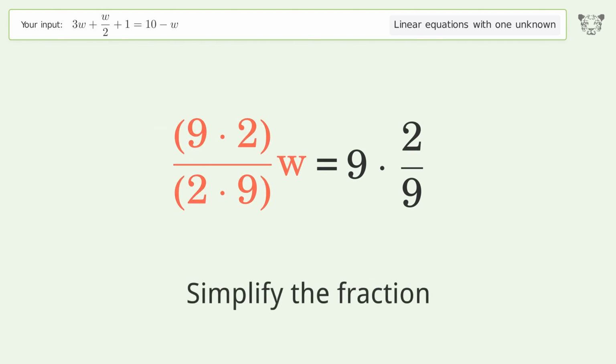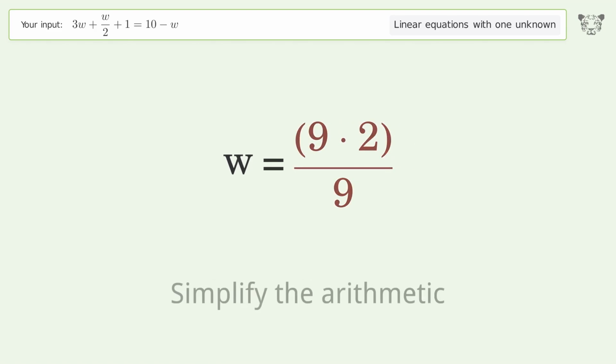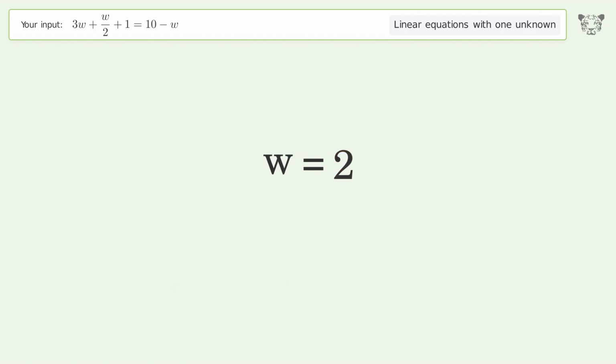Simplify the fraction. Multiply the fractions. Simplify the arithmetic. And so the final result is w equals 2.